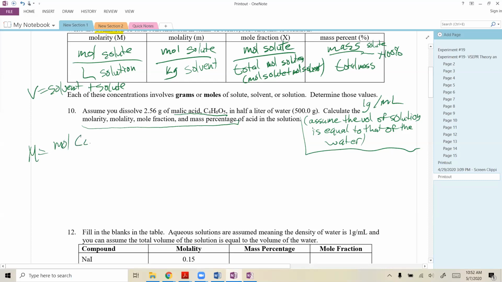I'm going to use the chemical formula there. C4H6O5. And then we have to find the volume of the entire solution. And so there's a little bit of preparation that we need to do for that. Right? We have to find volumes. We have to find our moles. Is there another one that requires less math for us to start out with?